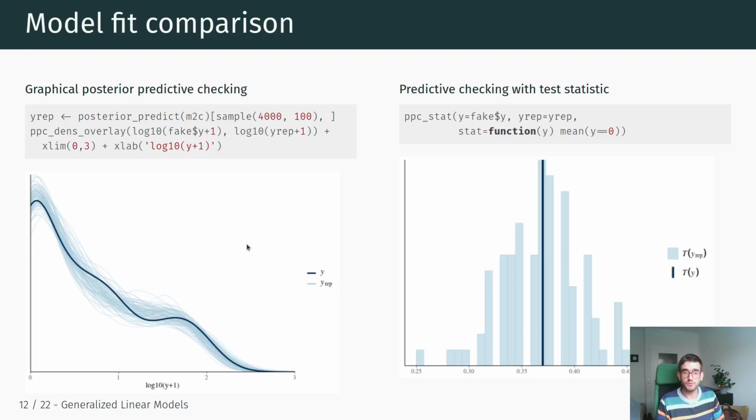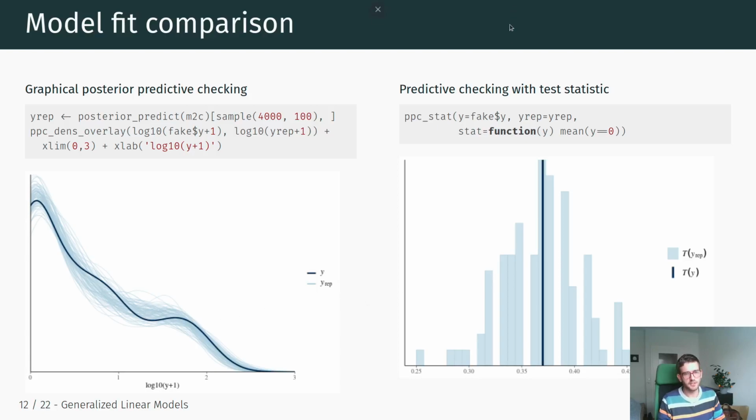If we have overdispersion and we run a Poisson model, then we would see that the distribution of posterior predictions has less variance than the actual data distribution. So you could directly diagnose this issue of potential overdispersion in the posterior predictive checks.